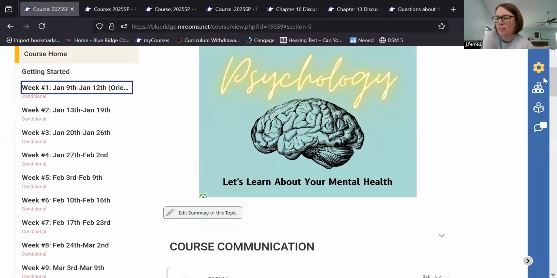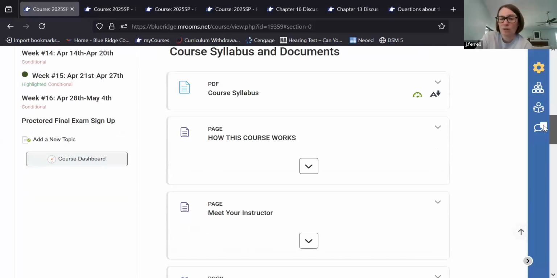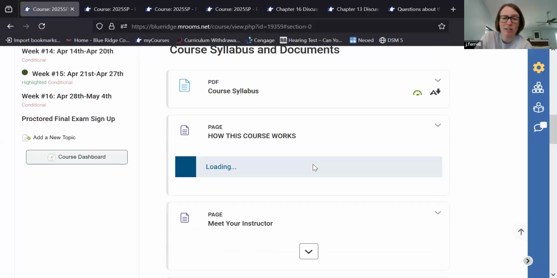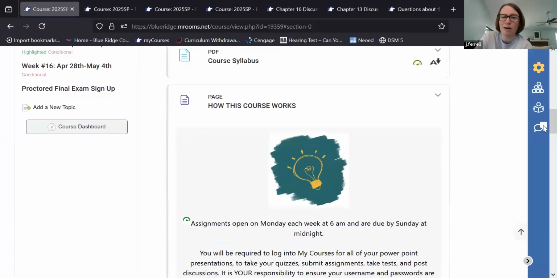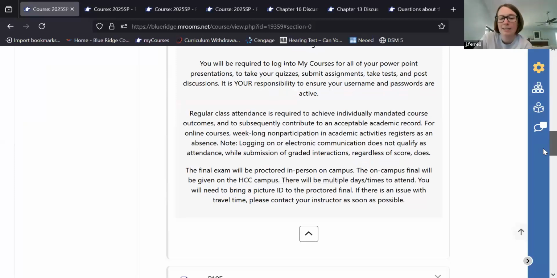I think setting up expectations for how you expect the semester to go is really important. So on the course homepage, I have the syllabus for them, information that these things are required, like they pop up in our shell. I have information for how the course works so that they know up front what's expected in terms of assignments being turned in. I require proctored in-person final exams, so that information's on there for them as well.